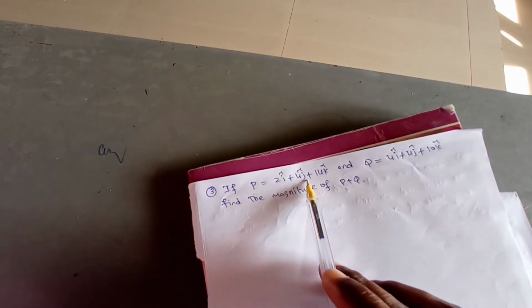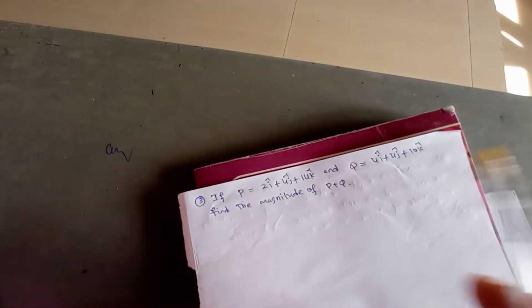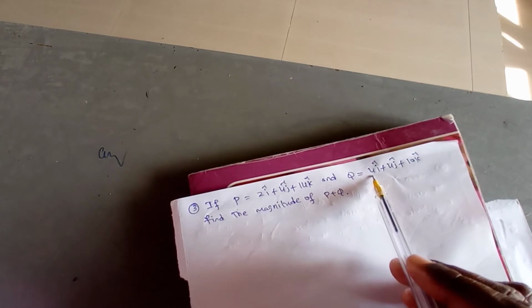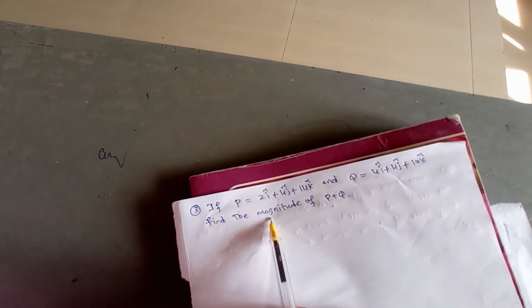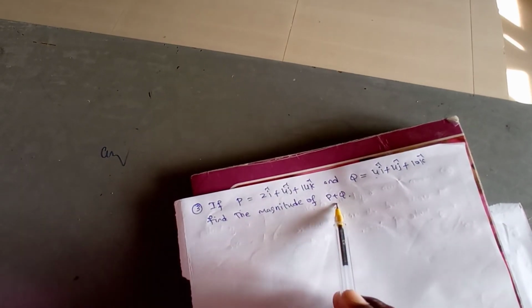if p equal to 2 i cap plus 4 j cap plus 14 k cap, q equal to 4 i cap plus 4 j cap plus 10 k cap, find the magnitude of p plus q.